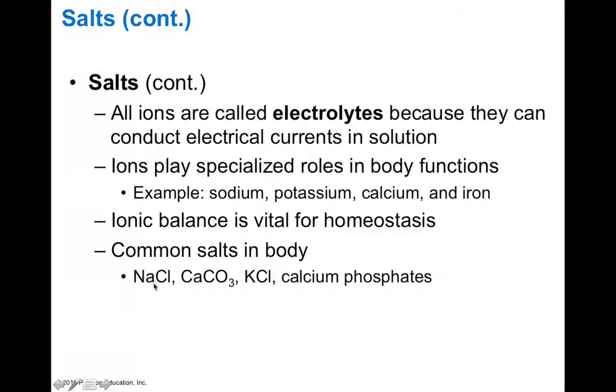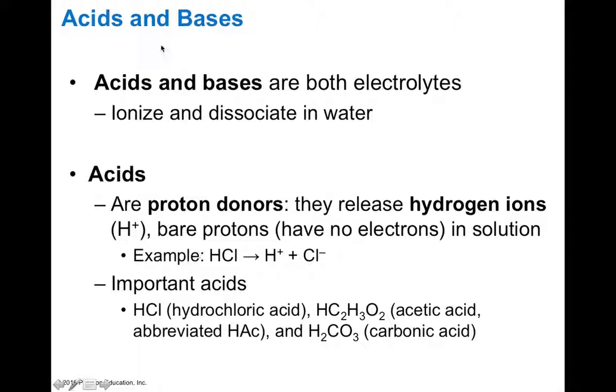So it's important to have enough of these types of salts and not too much or too little of them, just the right amount at homeostasis. And there's different organ systems that actually help regulate the concentrations of these ions in our body. Now, acids and bases are also electrolytes because these can ionize and dissociate within water.